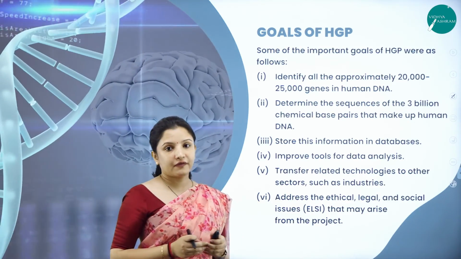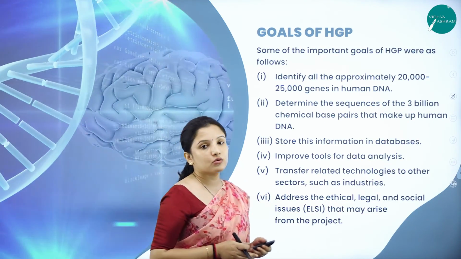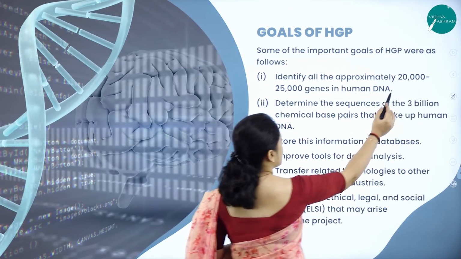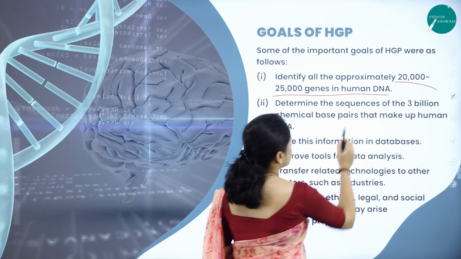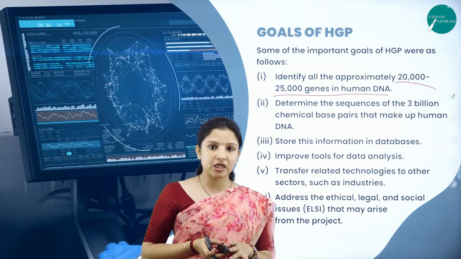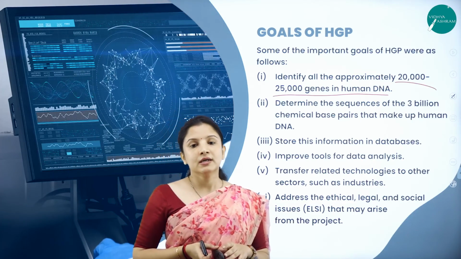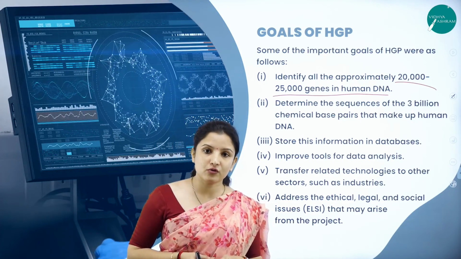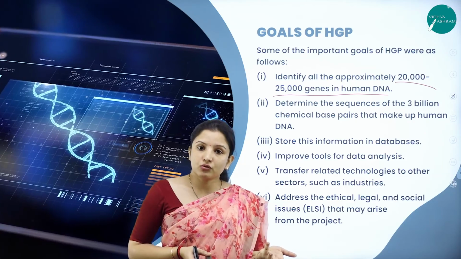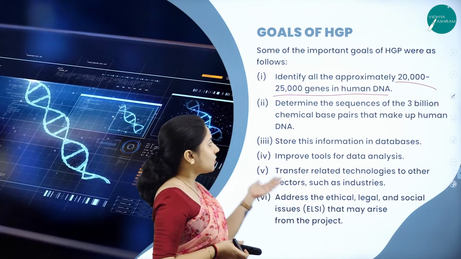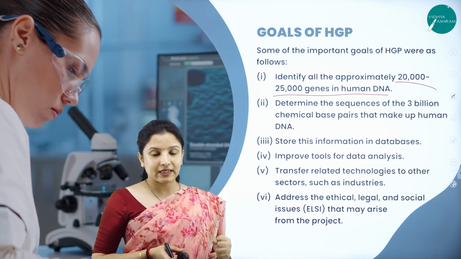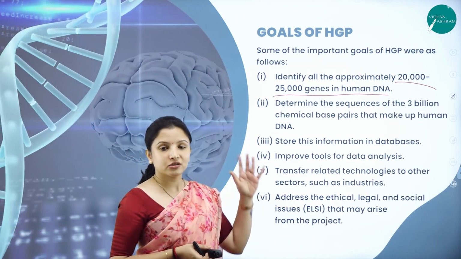Now we shall look into some of the goals of HGP. Some of the important goals of the Human Genome Project are to identify all the approximately 20,000 to 25,000 genes in the human DNA. Imagine, 20,000 to 25,000 genes are there in the human DNA. Those genes code for specific amino acids, therefore they produce specific proteins or enzymes, and there are some genes which can produce 2 or 3 such proteins or enzymes, right? All that information should be collected within a certain span of time, and the data stored in bioinformatics. That was their goal.